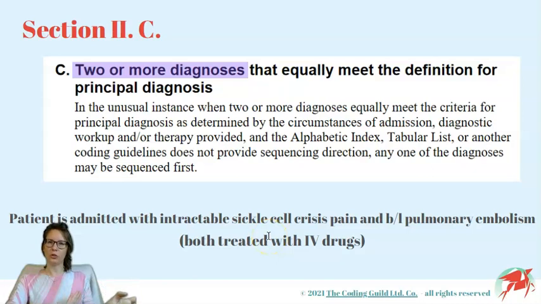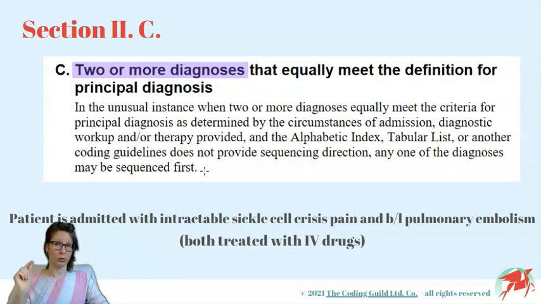First, let's make sure that both of these conditions could meet the requirement of principal diagnosis. It is not enough that both of these conditions are present, but would each of these separately occasion hospital admission? Yes, intractable sickle cell crisis can easily do that, and the same goes for bilateral pulmonary embolisms. The circumstances of the admission, the diagnostic workup, and the therapy are the same, and there will be no alphabetic index, tabular list, or other guidelines helping us. Again, we can assign either diagnosis first, keeping in mind the MSDRG assignment and what effect our choice will have on reimbursement.